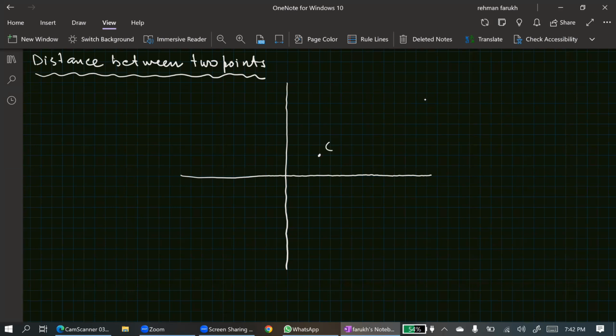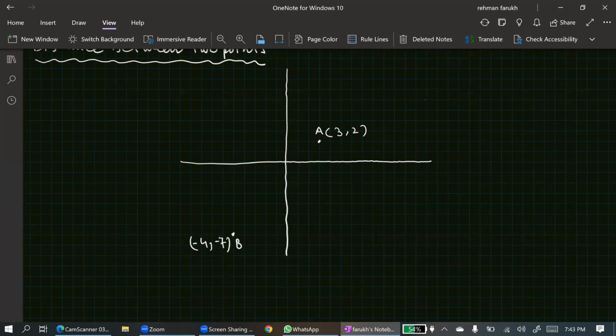One point is (3, 2), and the other point is (-4, -7). This point is P. We want to find out the distance between these 2 points.